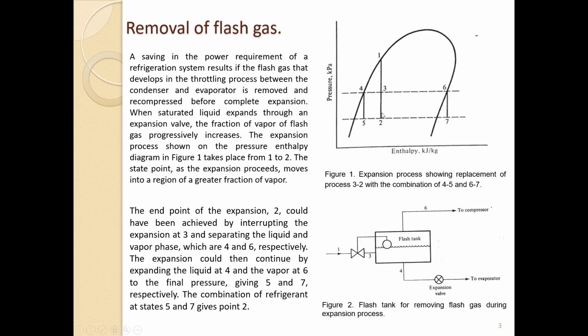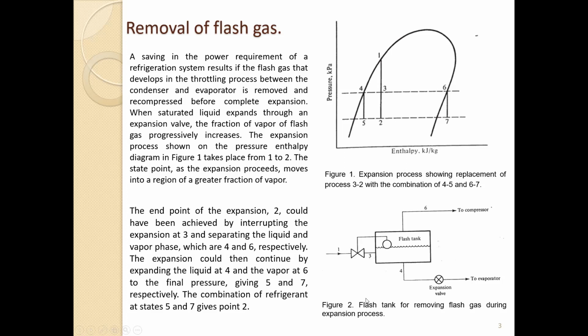Ito yung walang flash gas. The end point of the expansion 2 could have been achieved by interrupting the expansion at 3 and separating the liquid and vapor phase which are 4 and 6. So dito sa 3, interrupt siya. So 4 and 6, hiniwalay yung vapor sa liquid. The expansion could then continue by expanding 4 and the vapor 6 to the final pressure, giving 5, 7. The combination of the refrigerant at the state 5 and 7 gives 2. So ganun din.